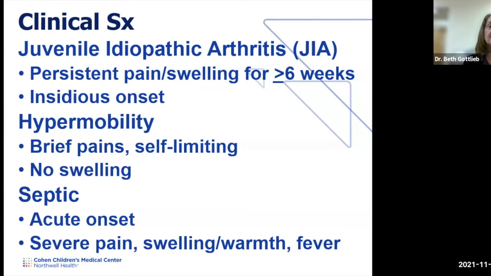JIA could have an insidious onset too. So sometimes people will say, we just noticed this swelling for a week, but when we examine, we might actually find muscle atrophy. That tells us that it has been present for much longer than a couple of weeks, because muscle atrophy clearly takes a long time to happen. And we might actually say, we know that's been there for more than 6 weeks already.